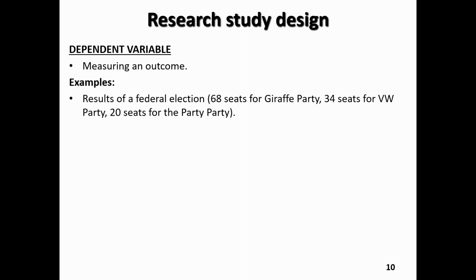Two other very important variables include the dependent variable. Anytime we engage in research, there's always an outcome measure that is of interest to the researchers. So some examples of these outcome or dependent variables might include the results of a federal election. And so in this particular case, here we see three different parties, and the outcome of the election aren't the individual parties, but rather the number of seats won by each of these three respective parties.